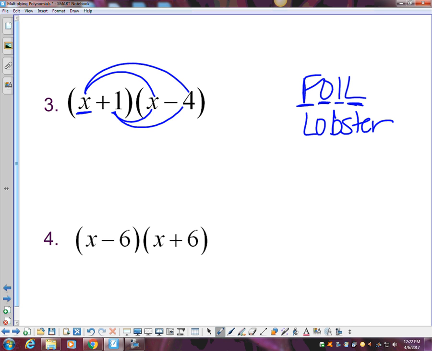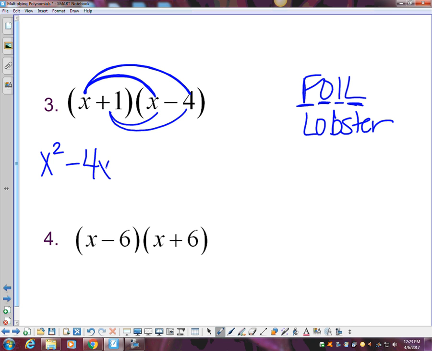Now I call this lobster because I think it looks like lobster claws. So if you hear me call it lobster, that's what I'm talking about. I'm talking about FOIL or distributing. Okay, so let's do this one more time. I'm taking the x and I'm going to distribute him to both the guys in the other parentheses. And then I'm going to take my positive 1 and distribute him. And when we distribute, we multiply. So x times x is x squared. X times negative 4, watch your signs, is a negative 4x.